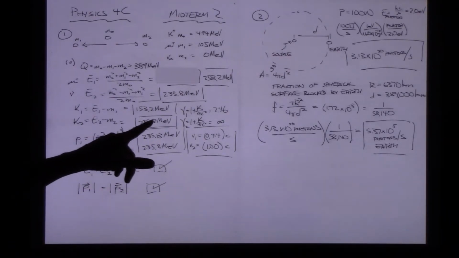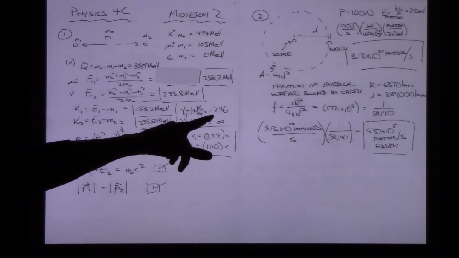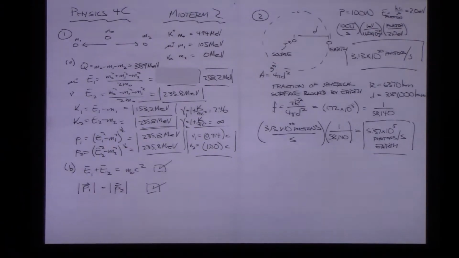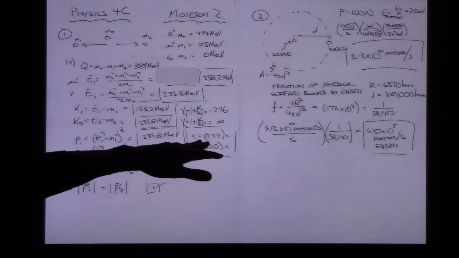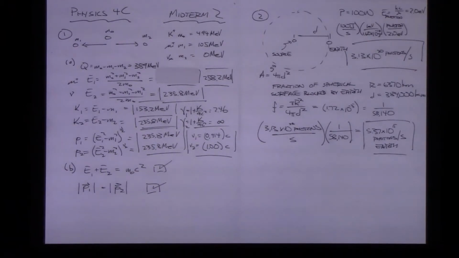Now, with the muon, I can get a gamma factor. The gamma factor is 2.46, and that gives me a velocity of 0.914 c. So these two decay particles are coming out at pretty high speeds. The muon's at 91% the speed of light. The neutrino is effectively at the speed of light. It's 99.99999 with a lot of nines on it, the speed of light. All right, and so that's it.